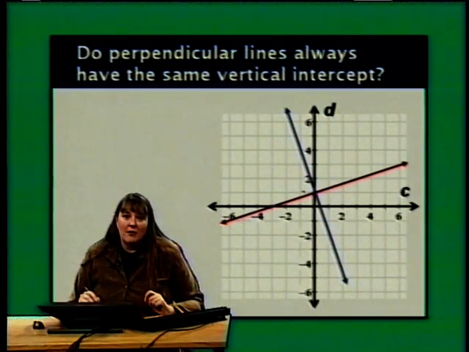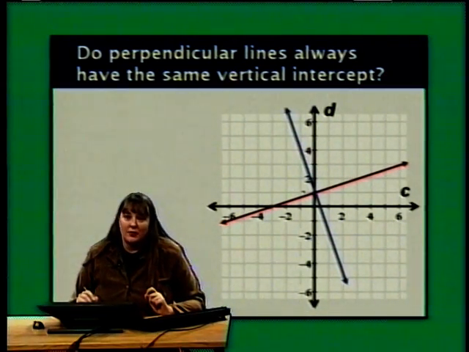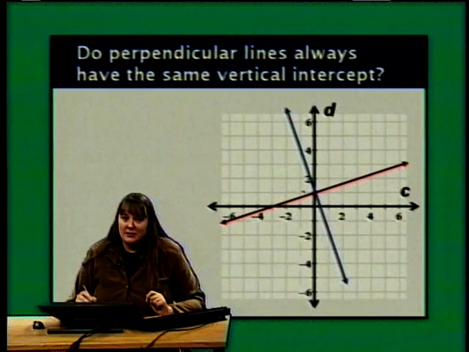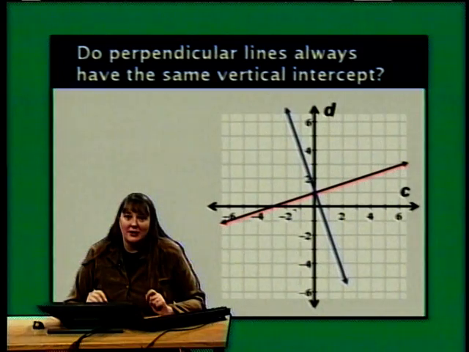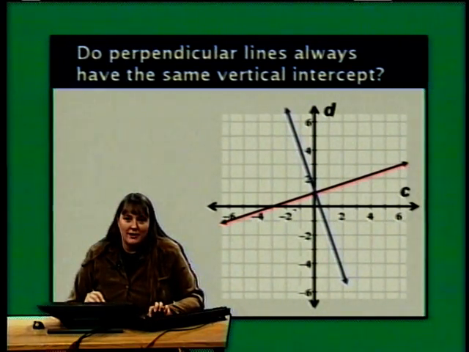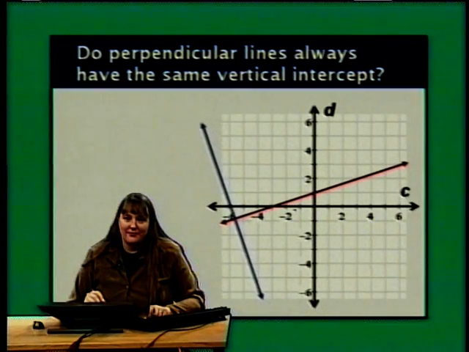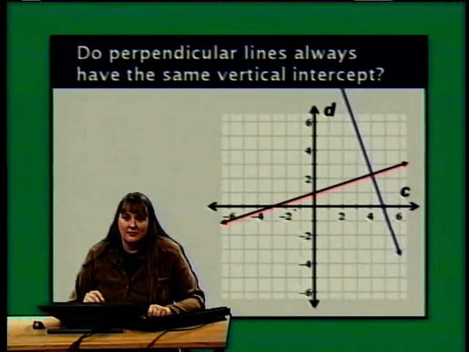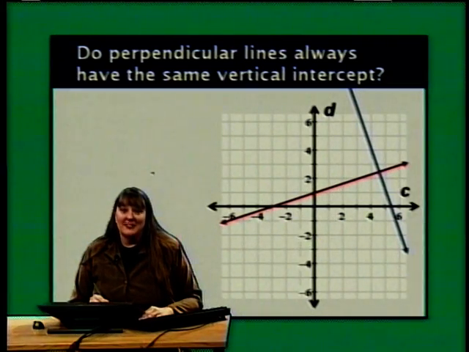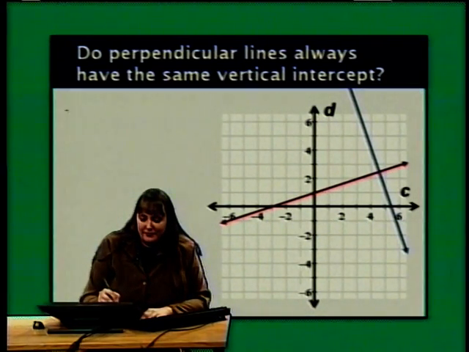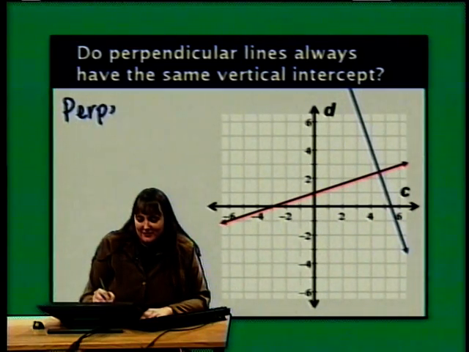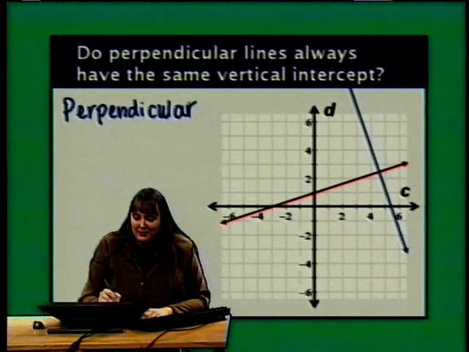Well, do perpendicular lines always have to have the same vertical intercept? Here are the lines that we started with, with the same vertical intercept, (0, 1). But can I draw other perpendicular lines to this red line that have a vertical intercept other than (0, 1)? Well, certainly. There are lots of different lines that I can draw with a slope of -3. Here are some examples. So we see perpendicular lines don't always have the same vertical intercept. They can, as we saw on the last slide, but they don't have to.